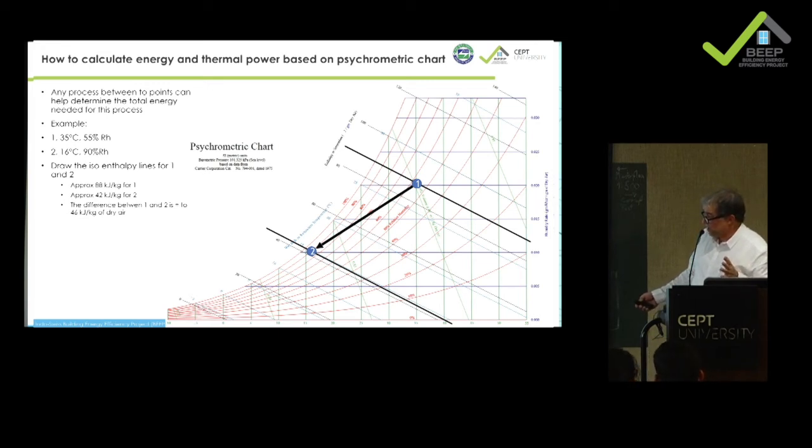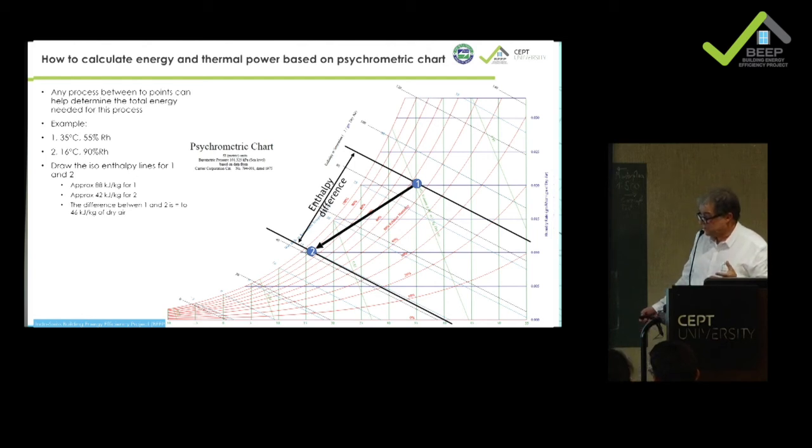Now if you want to calculate the enthalpy difference, you just look at these two lines, and this gives you the difference. So it's about 46 kilojoules per kg of dry air. That gives you an idea of energy per kg of air. It may not say too much like that. It is the basic value, but you would like to know more. For instance, what is the power of my cooling?